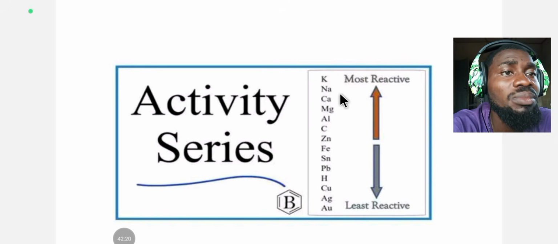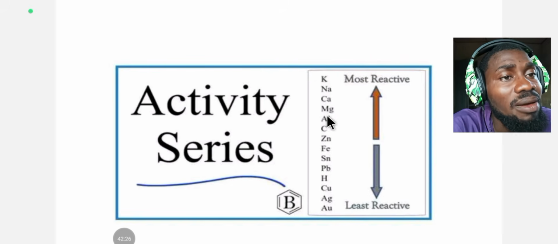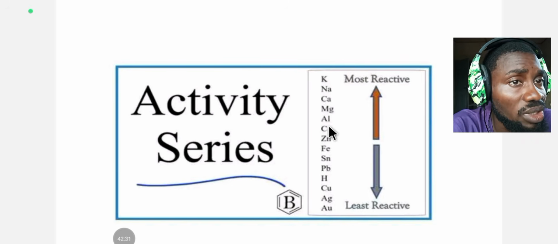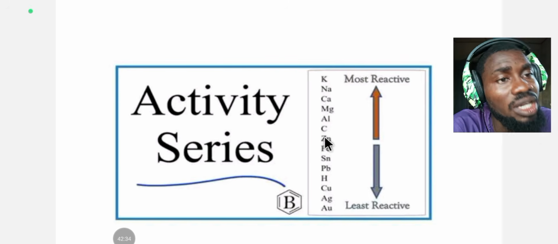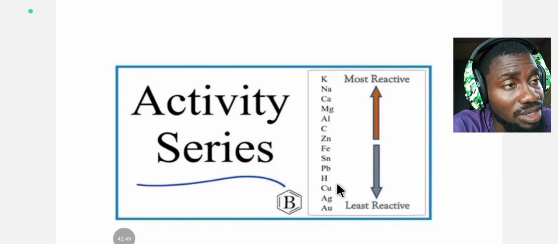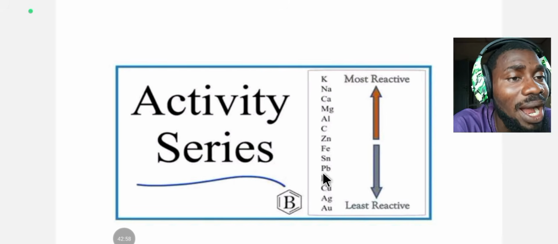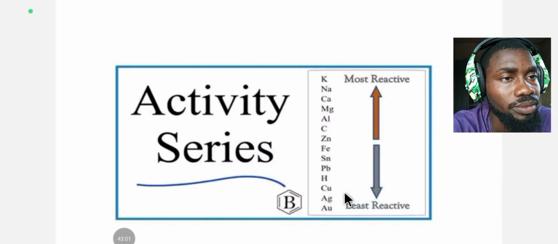The first we have here is potassium, which is the most reactive metal in the activity series. The second is sodium, then calcium, magnesium, aluminium, carbon. Carbon is not a metal, but it is among the activity series. You have zinc, iron, tin, lead, and hydrogen. Hydrogen is also not a metal, but it's part of the activity series because of its ions, because it's positively charged. You have copper, silver, and gold.